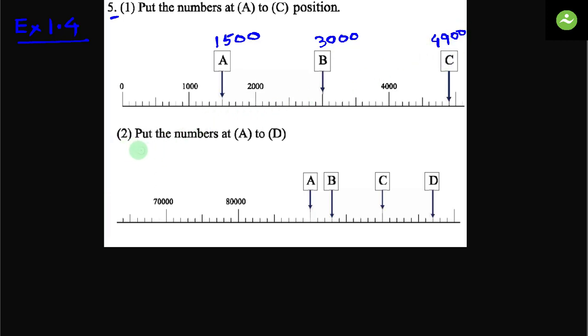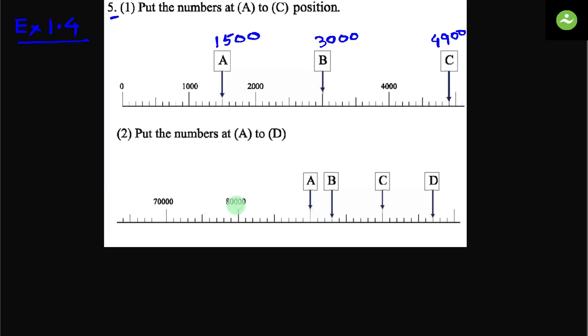Now second one, number 2. Put the numbers at A, B, C, D. Here from one big mark to another big mark is 10,000. This is 70,000 and this is 80,000. So this is 10,000. So one small division is how much? 1000. If this is 1000, 2000, 3000, 4, 5, 6, 7, 8, 9, 10.